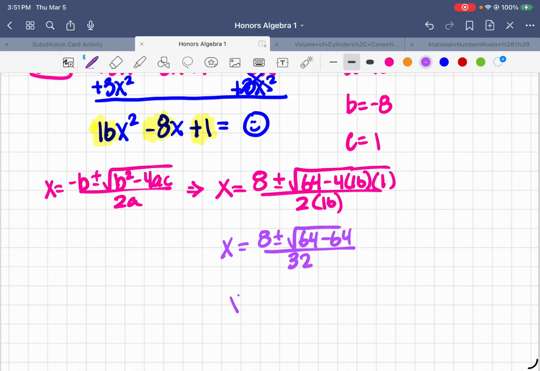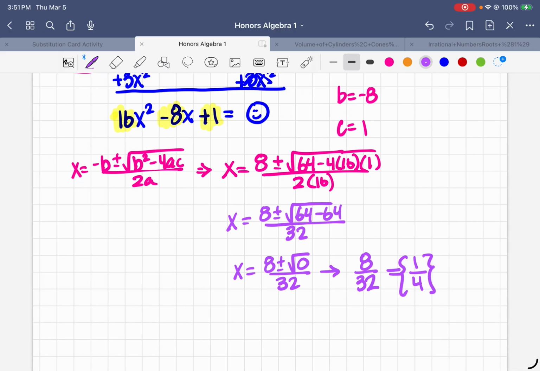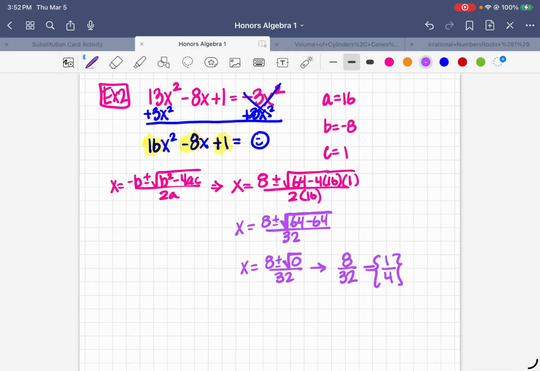Well, it's going to be 8 plus or minus the square root of 0 over 32. The square root of 0 is 0, so this is just going to be 8 over 32, because adding or subtracting 0 doesn't change anything. Simplify this and I get 1/4. This is only one solution, and that's because inside of our square root, which is called the discriminant, we'll talk about that later, is 0. When it's 0, there's only one solution. So that's how we use the quadratic formula.